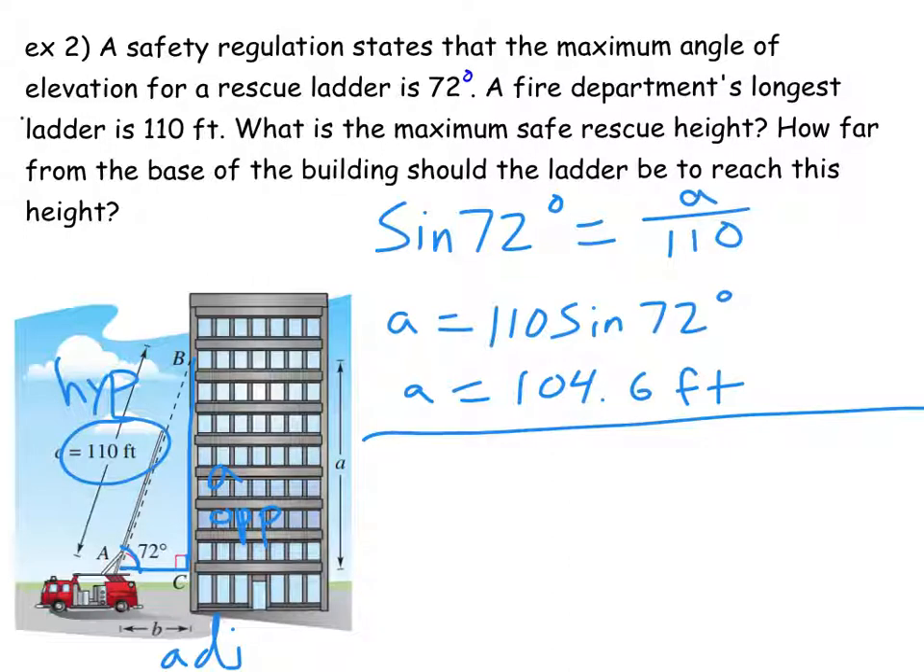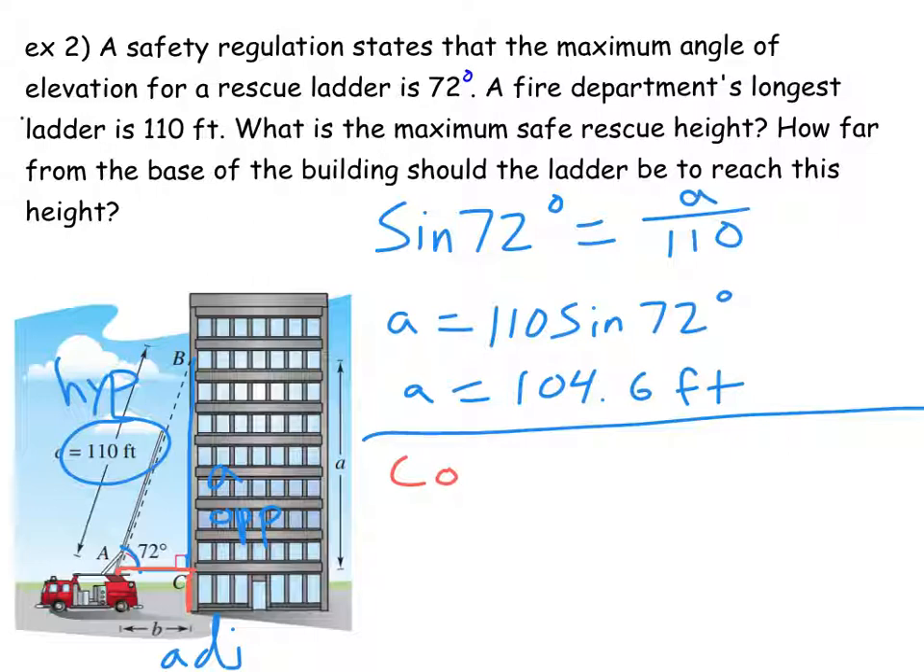Now, as you look at the diagram, you might notice that there's a little gap right here that's sort of unaccounted for. It doesn't tell us how tall the truck is, or how far above the ground the ladder starts, so we can't really factor that in. We know that this number right here of 104.6 is really 104.6 feet above the truck, not above the ground. But without knowing how high the base of the ladder is above the ground, that's about all we can do.